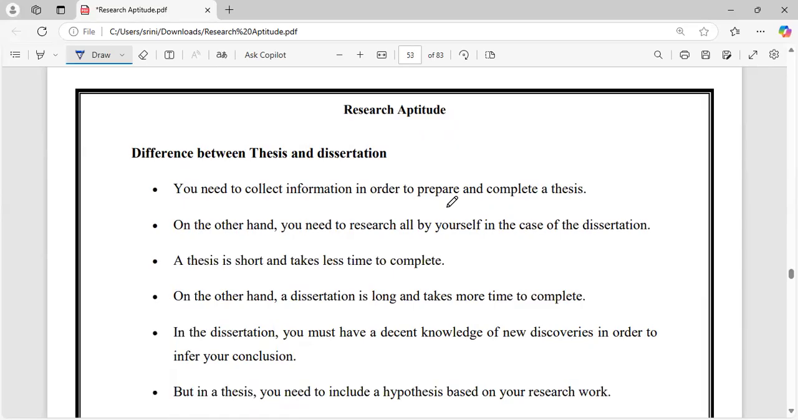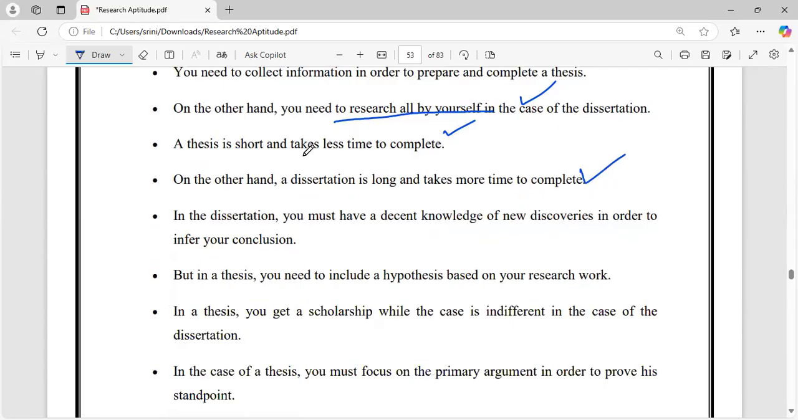You need to collect information in order to prepare and complete a thesis. On the other hand, you need to research all by yourself in the case of a dissertation. A thesis is short and takes less time to complete. A dissertation is long and takes more time to complete. In a dissertation, you have to have a decent knowledge of the new discoveries in order to infer your conclusion. In a thesis, you need to include a hypothesis based on your research. In a thesis, you get a scholarship.